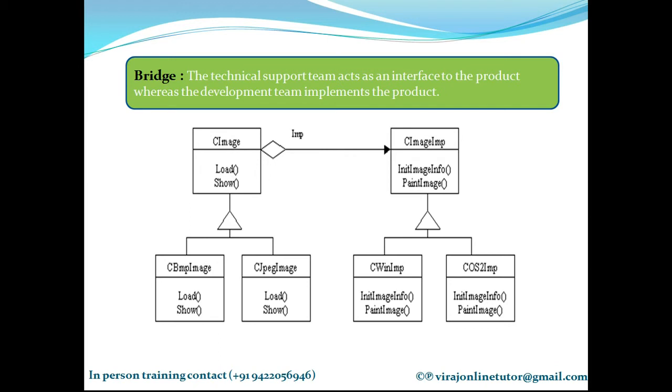So just to give you all an example so that you can relate this pattern to the real world, the technical support team acts as an interface to the product, whereas the development team implements the product. So the development team is sitting down there designing and implementing the product, and once the product is ready, it's released to the customers. And if we find any issues with the product, we as a client will talk to the support team, not to the development team.